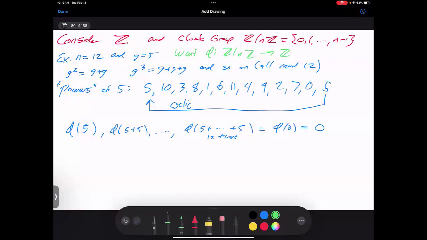whatever it sends 5 to, after at most 12 iterations, I've got to go to the 0 element. If phi of 5 goes to 17, then phi of 10 would go to 17 plus 17. And phi of 15 would go to 17 plus 17 plus 17. Is there any way that that can ever be the 0 element if it gets sent to 17?